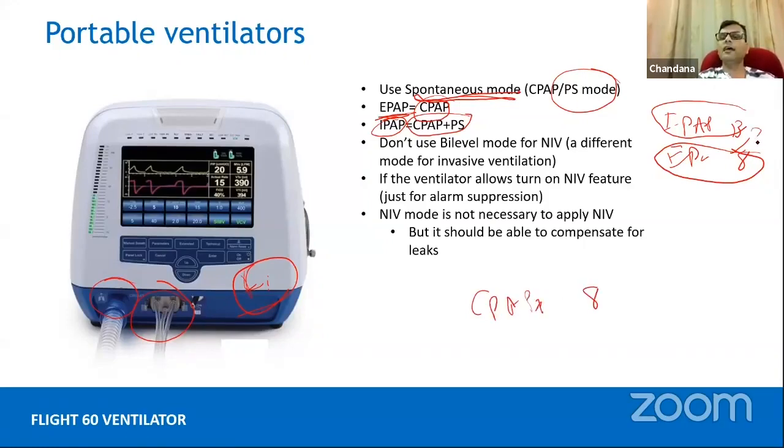And then there is a gap of 5 between these two, so you can have a pressure support of 5. So you get a total of 13. So the IPAP of 13 is made up of the CPAP of 8 plus a pressure support of 5. That's how you set the ventilator, and this will usually function well as an NIV ventilator.